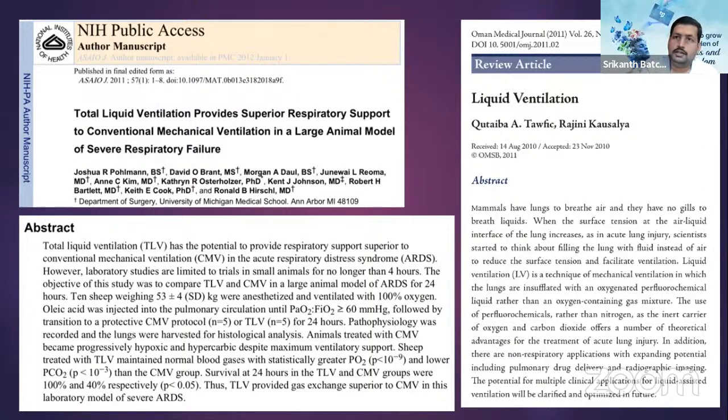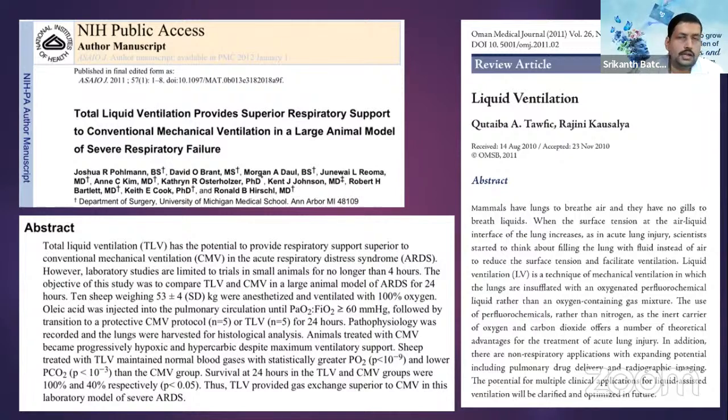Another way of getting in the liquid is through a side port from the endotracheal tube, and the third one is direct tracheal instillation of the perfluorocarbons. They say the best way to inject the perfluorocarbons is through rotation. So you alternate the position between supine and prone during the incremental dosing.